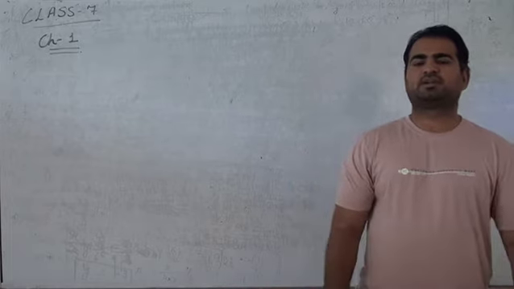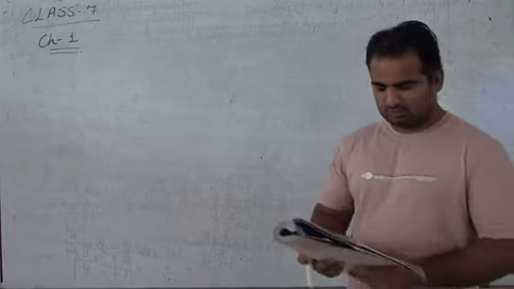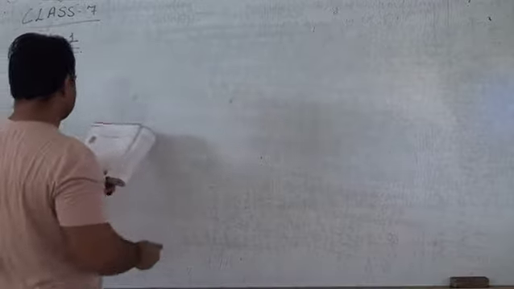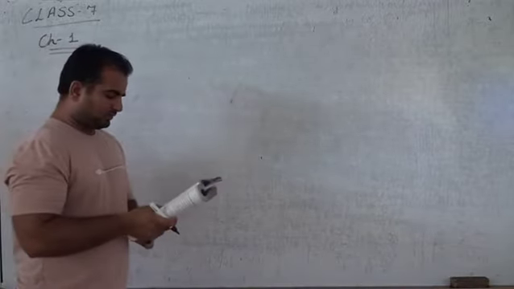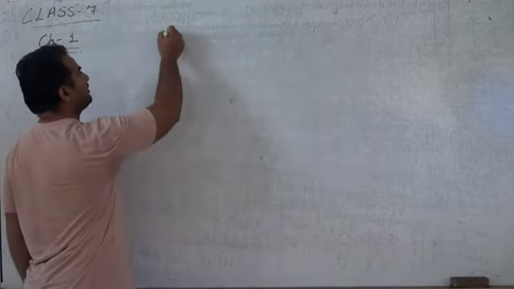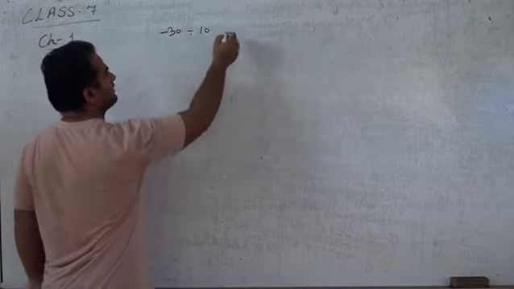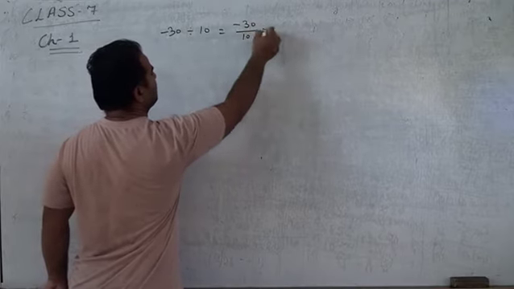Good day class. In this video we are going to solve exercise number 1.4. Question number 1 is: evaluate each of the following, and what we have to do is find the answer. First question is minus 30 divided by 10. So we can write it like minus 30 upon 10.